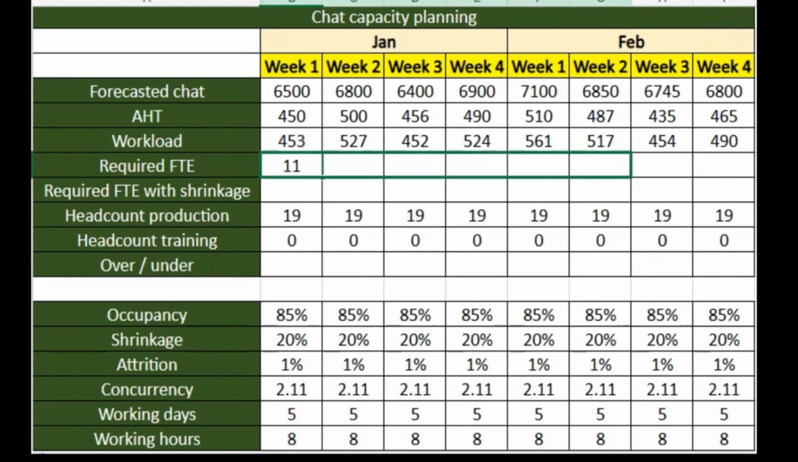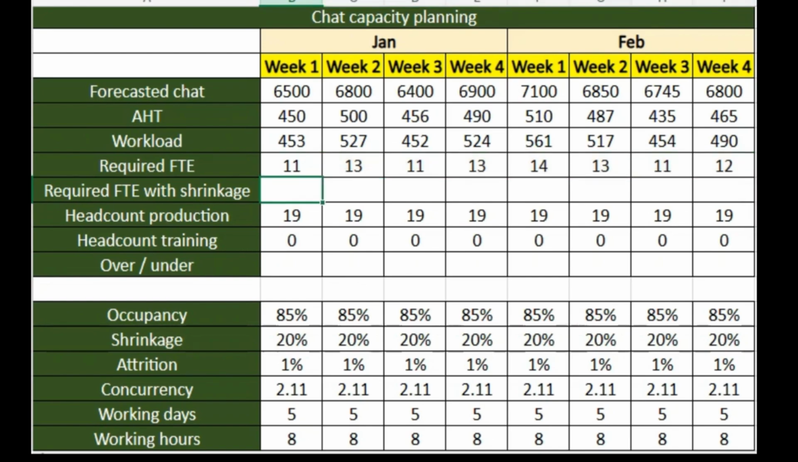Simply I drag it down, so I have the required FTE for the other weeks also. I hope that is clear till now. In case you have any questions or are not able to understand how these calculations are being done, please mention it in the comment section. I would be more than happy to help.